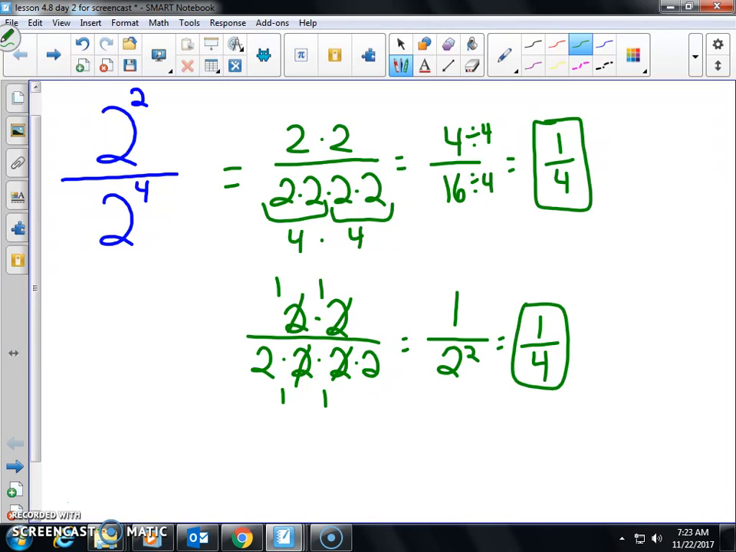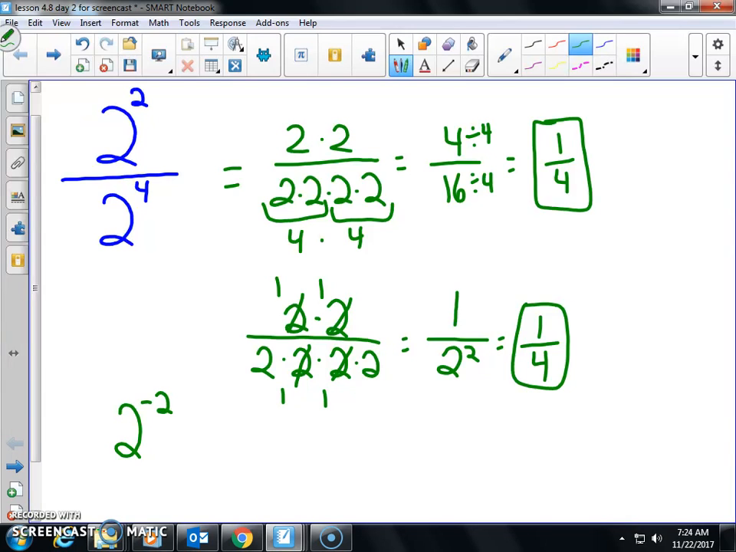A third way to think of this problem is something we talked about earlier when we have a fraction like this. We said if the bases are the same, which they are here, we keep the base. So the base is 2. And then we subtract the exponents. On top we have a 2. On the bottom we have a 4. 2 minus 4 is -2. So 2 to the second power over 2 to the fourth power is also 2 to the -2 power.